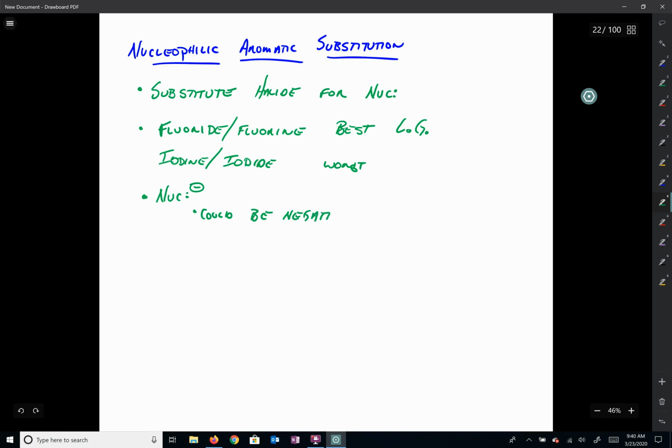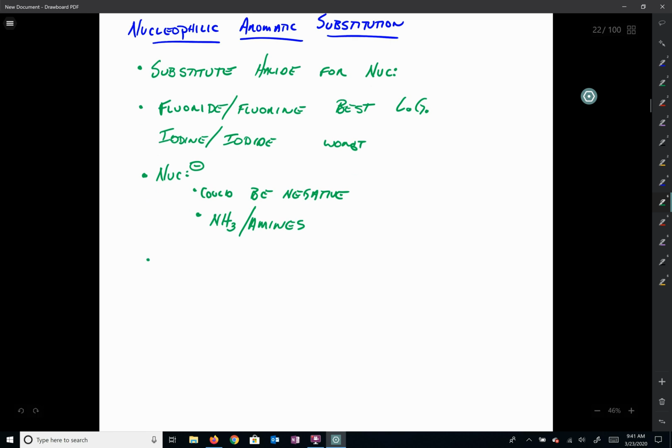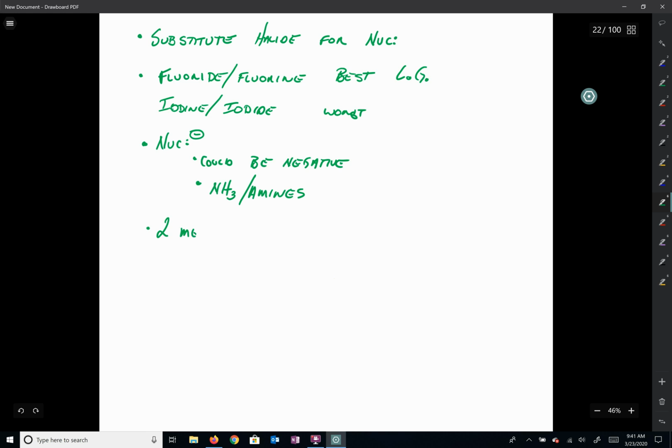But actually, we'll find that amines, so ammonia for instance, amines are actually really good at doing this reaction, and that's darn important, okay? We'll talk a little bit about how we can start to build together some larger molecules using amines here. But really, when we're talking about a nucleophile, we're just talking about something that's got a negative charge, right? There are actually two mechanisms here, okay?